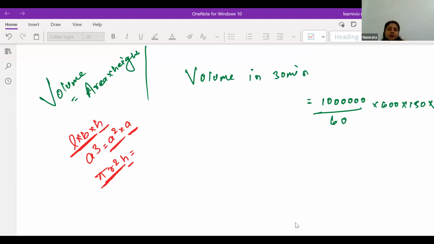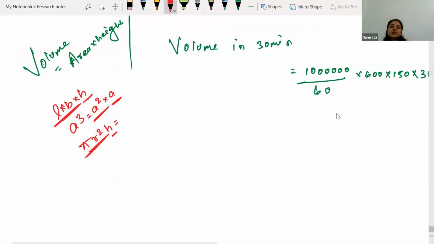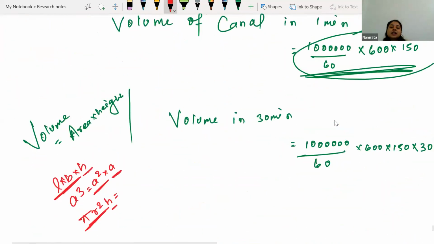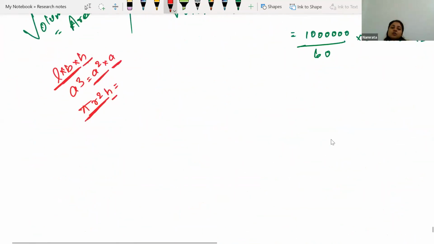That volume is area into height, right? Let's write it. This is the volume in 30 minutes. Now it says how much area is getting covered if 8 centimeter of standing water is needed. We know volume is area into height.